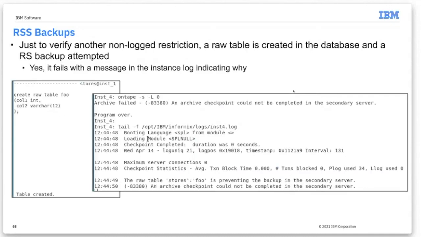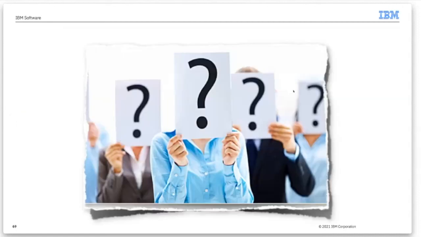Just to test the non-log restriction, I create a raw table in my instance, and I try and do another on-tape backup. You'll see that it fails with that 83380 error, but in checking the instance log, it tells you, hey, you've got a raw table, and that raw table is preventing the backup. So the errors in the instance log are the key to solving any problem you have with RS backups. So that's backup in local mode.